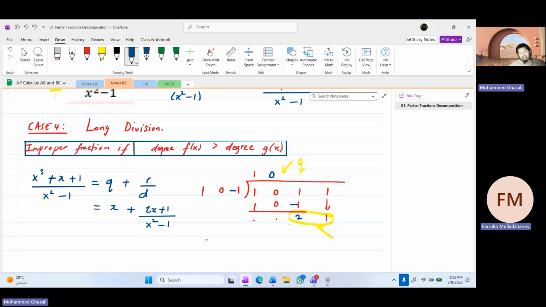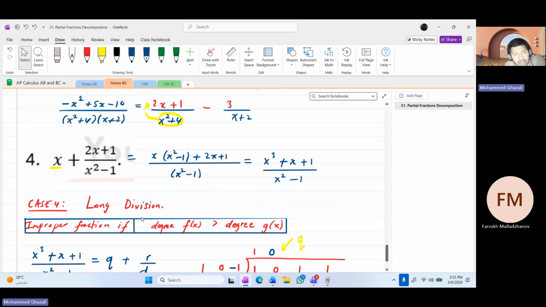Great. Sorry, sir. I have one question. I disturb you. If, for example, it would be like x cubed plus x plus 1 divided by x minus 1. In that case, can we use the short division, or what is it? Yeah, there's another type. It's called synthetic division. Yeah, you can.